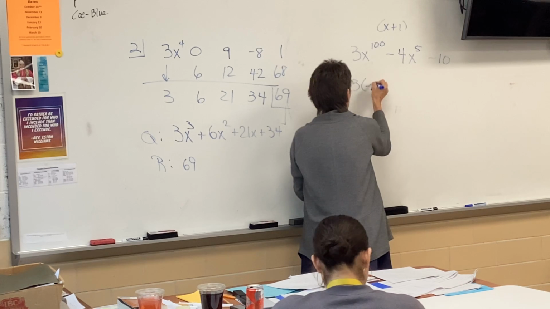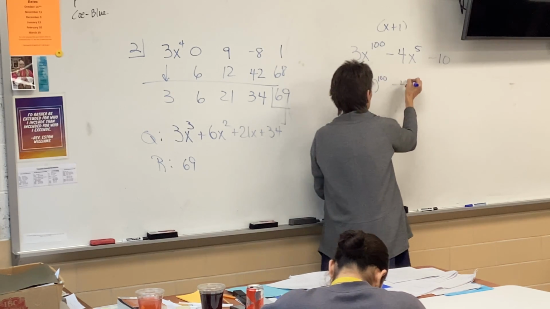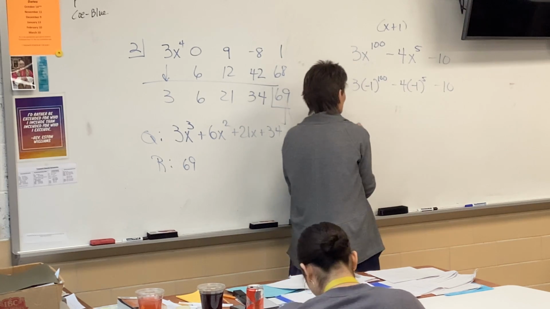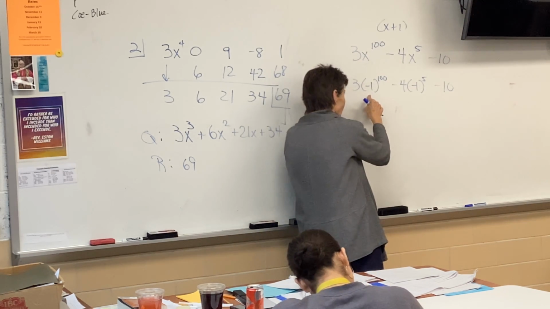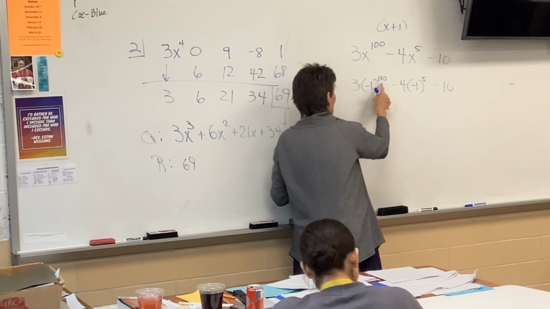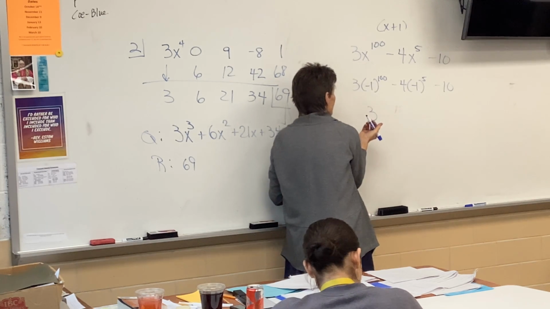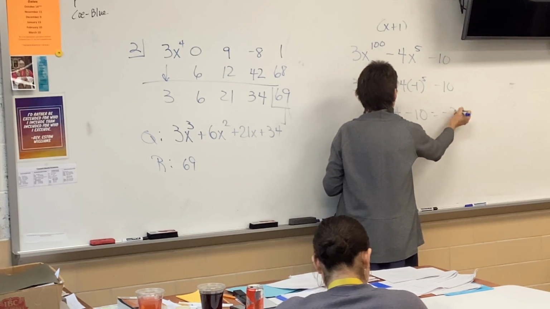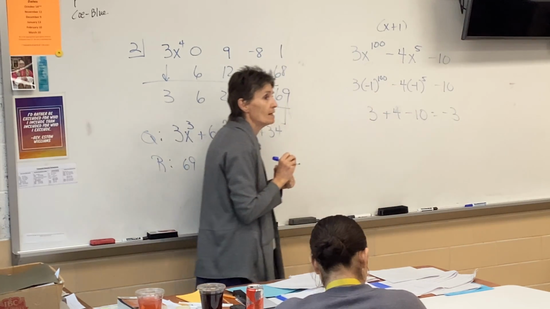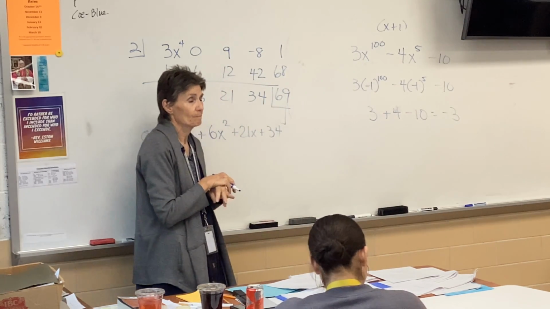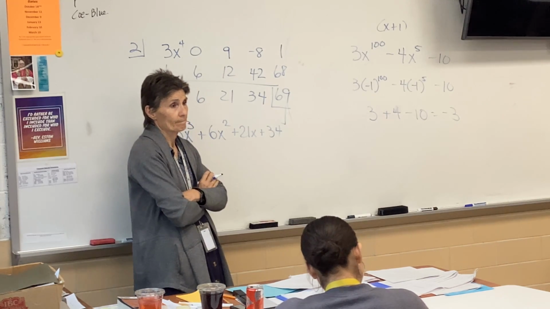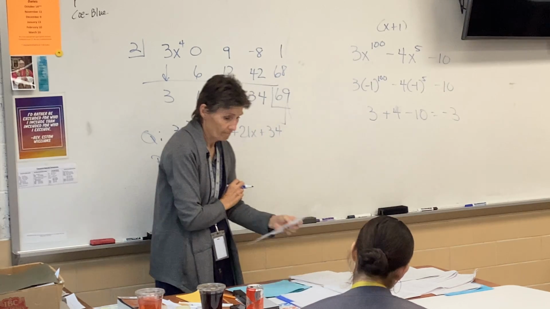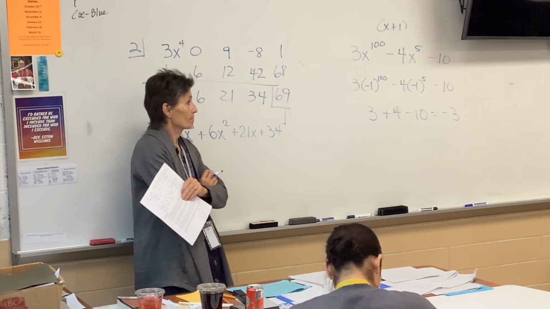So 3 times -1 to the 100th, 4 times -1 to the 5th minus 10. A negative to an even power is going to be positive, so it's 3 plus 4 minus 10. I got -3 as my remainder. Did you?